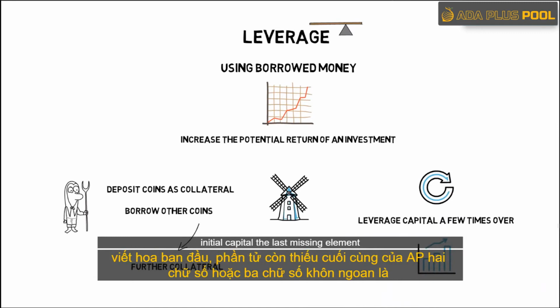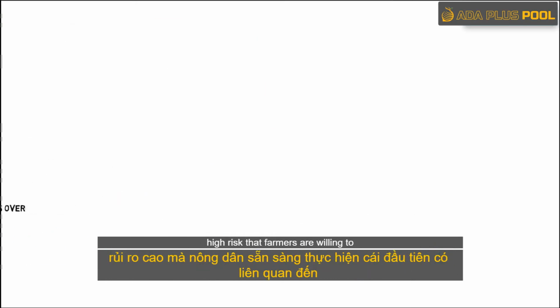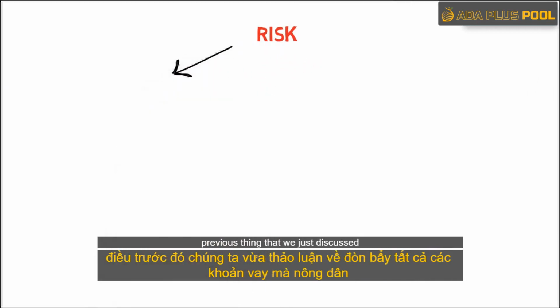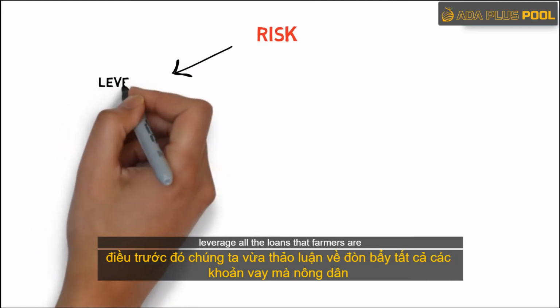The last missing element of double or triple-digit APYs is the high risk that farmers are willing to take. The first one is related to the previous thing that we just discussed, leverage.